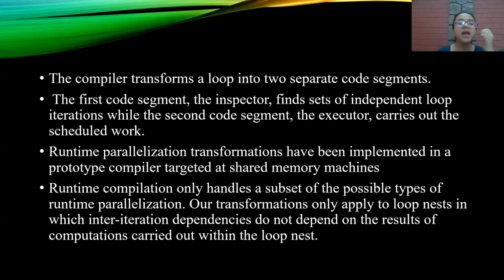The runtime parallelization transformations have been implemented in a prototype compiler targeted at shared memory machines. Runtime compilation also handles a subset of possible types of runtime parallelization, which is parallel computing. The transformations only apply to loop nests in which inter-iteration dependencies do not depend on the results of computations carried out within the loop nest. So, it is not dependent on the nested loops.